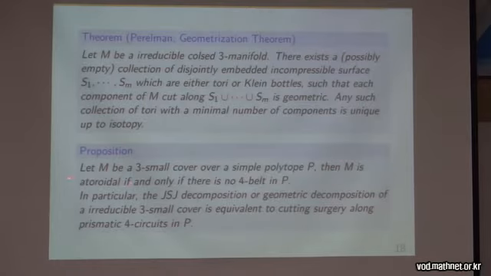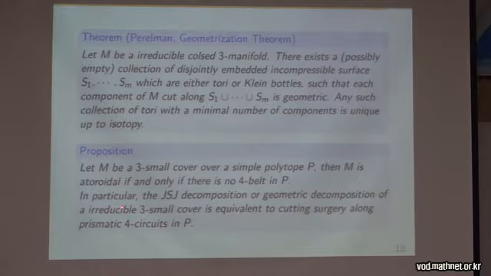A small cover is toroidal if and only if there is no four-belt. If there is a four-belt, it is not a prismatic four-circuit. This is more small. This is wide. In particular, the toric decomposition or geometric decomposition of irreducible three-dimensional small covers is equivalent to cutting along the prismatic four-circuit in the polytope.